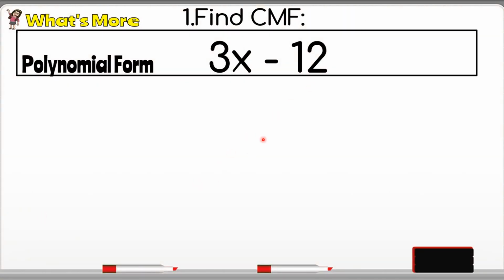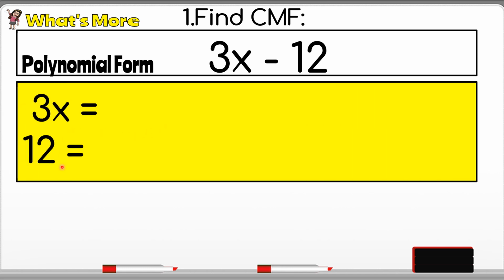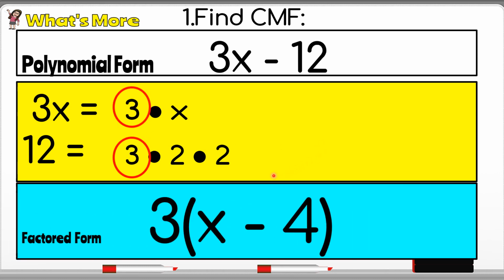Another one. Let's have 3x minus 12. Okay, your first term here is 3x, and your second term is 12. You just, again, list all the prime factors. 3x or 3 times x. 12, we have 3 times 2 times 2. And then again, you just encircle the common factors here, and that is 3. That will be the CMF.